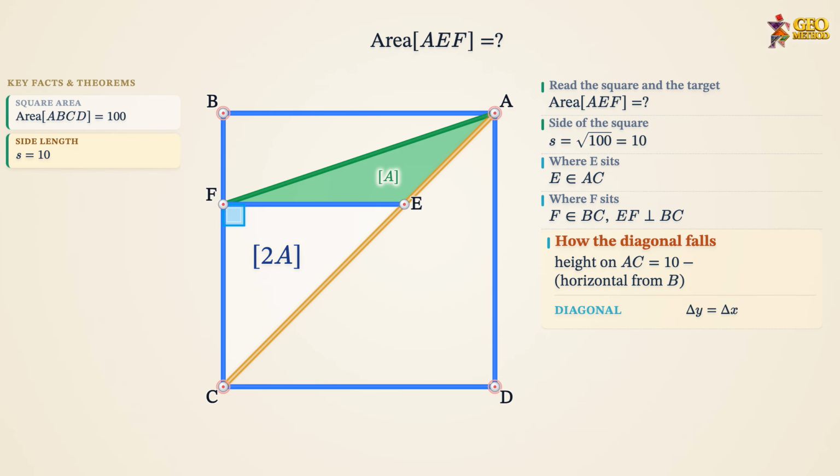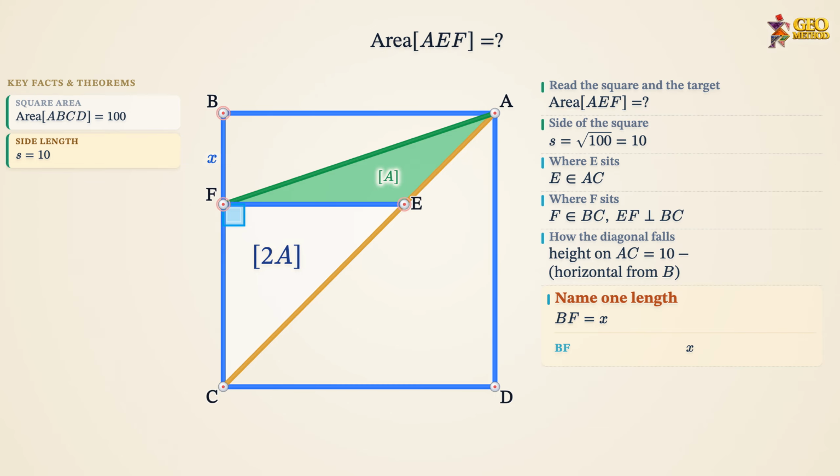The diagonal AC starts at height 10 at the top corner A and falls to height 0 at the far corner C over a run of 10. So it drops exactly 1 unit of height for every 1 unit of horizontal distance. That constant slope is the key relationship.